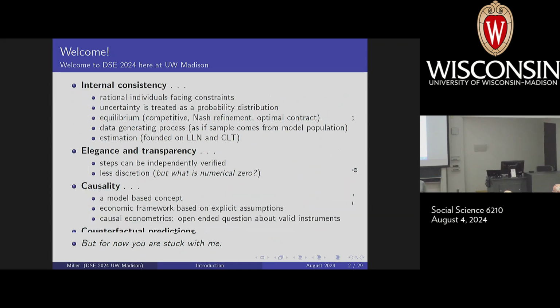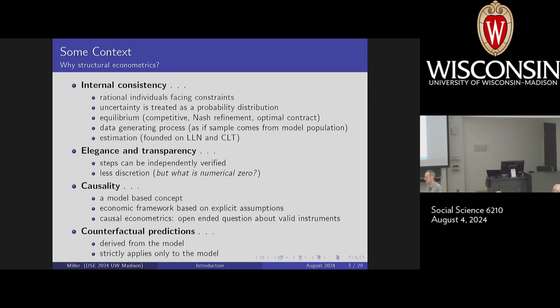But for now, why are we here? So, why do structural econometrics? This is an introductory lecture, so it seems like a reasonable question to ask. Well, first of all, for reasons of internal consistency. Rational individuals facing constraints in a model. Fine if you want to break the rationality assumption, but how do you want to break it? Tell us how in the model and try and justify it.